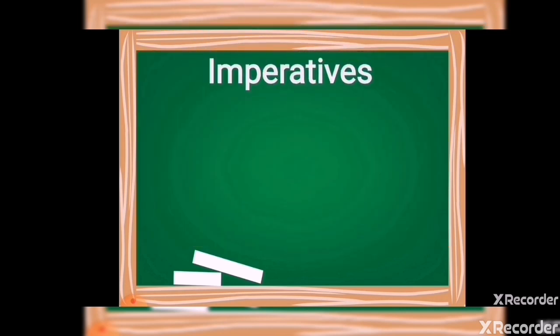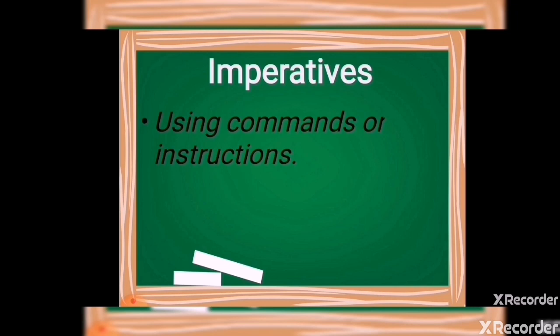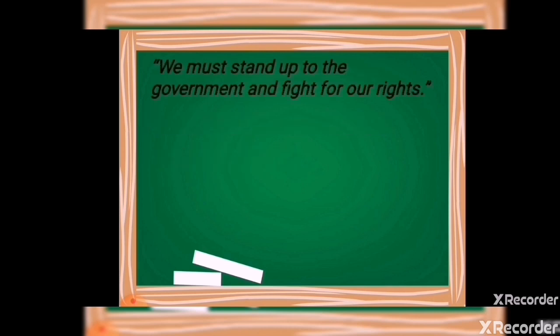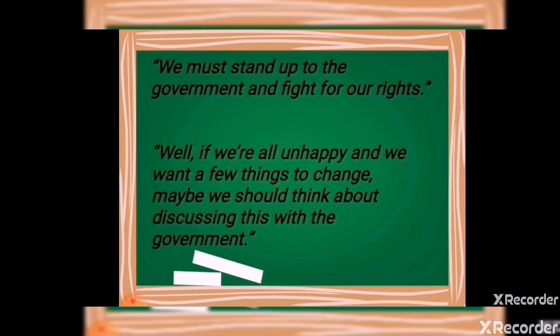And the last one is what we call imperatives. Imperatives is using commands or instructions. The writer used imperatives to gain the reader's confidence about the topic. Let's have an example. We must stand up to the government and fight for our rights. This statement is much more persuasive than, well, if we're all unhappy and we want a few things to change, maybe we should think about discussing this with the government. Readers have confidence in writers that are sure-footed and strong. Imperatives are an effective way to ensure persuasion.